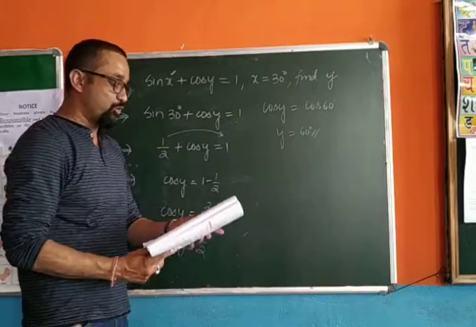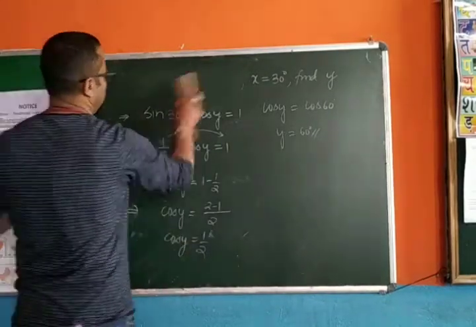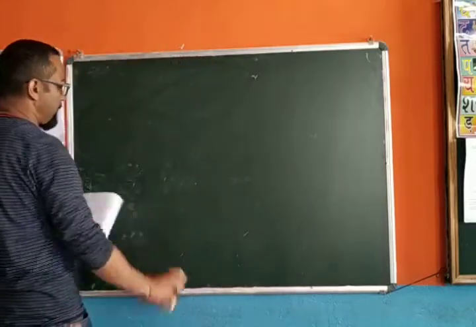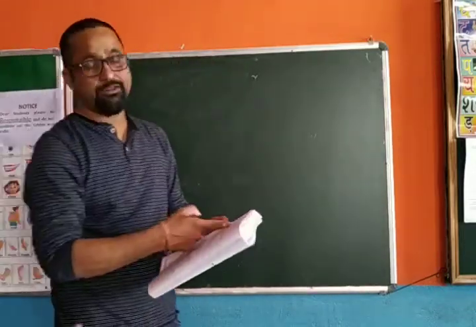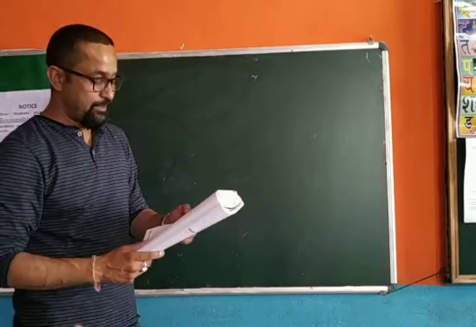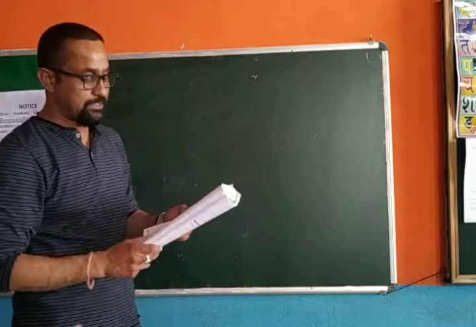You have one more question, that is question number 21. It will be the last sum from this exercise. You don't have to do 11, 22, 23 and all. You can just leave it. And I'll be doing question number 25 also. That is the last sum.